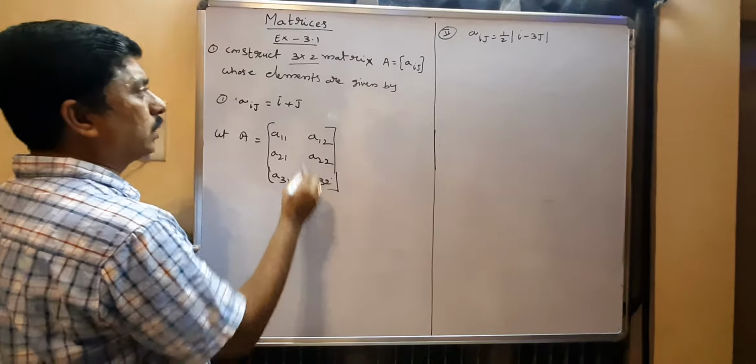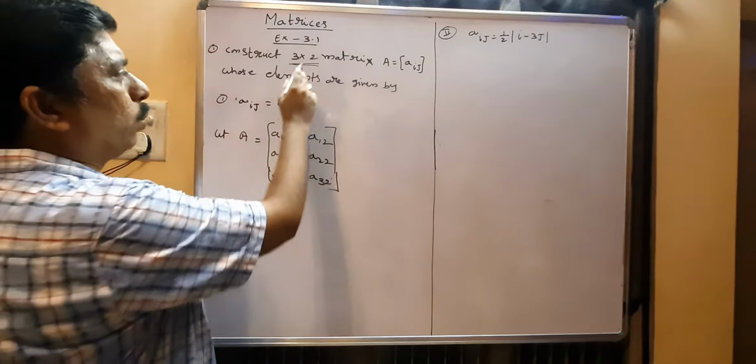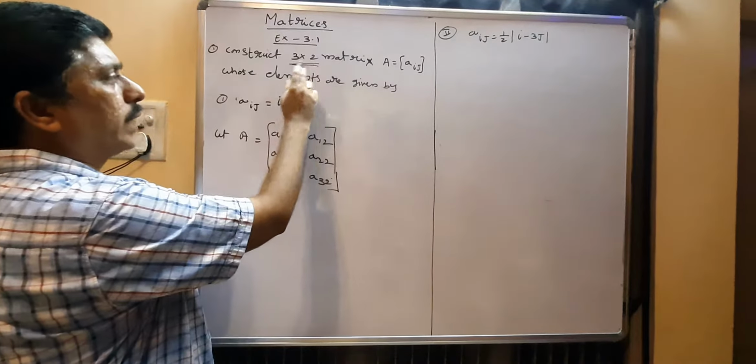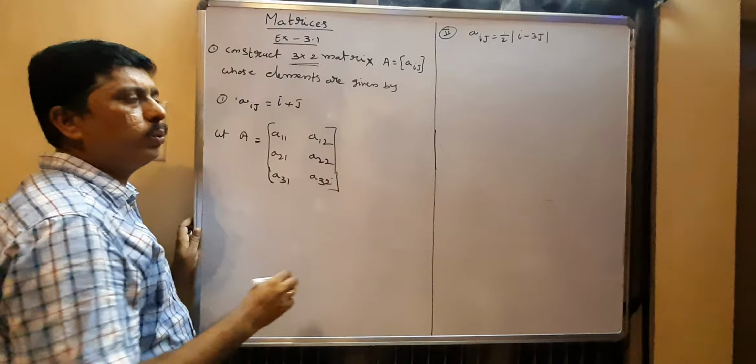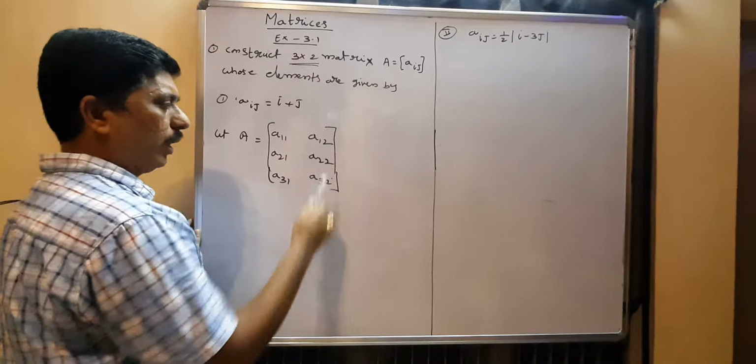They are asking how to consider a 3 by 2 matrix. 3 by 2 means 3 rows and 2 columns. The first number indicates the rows, the second number indicates the columns. 3 into 2, you have 6 elements. 3 rows, 3 horizontal lines, 2 vertical lines.